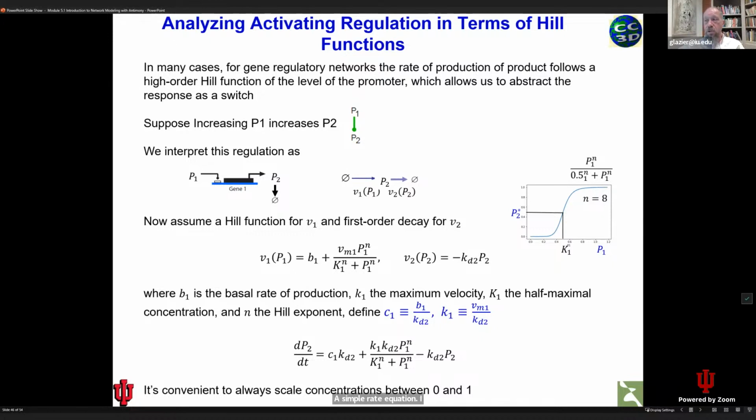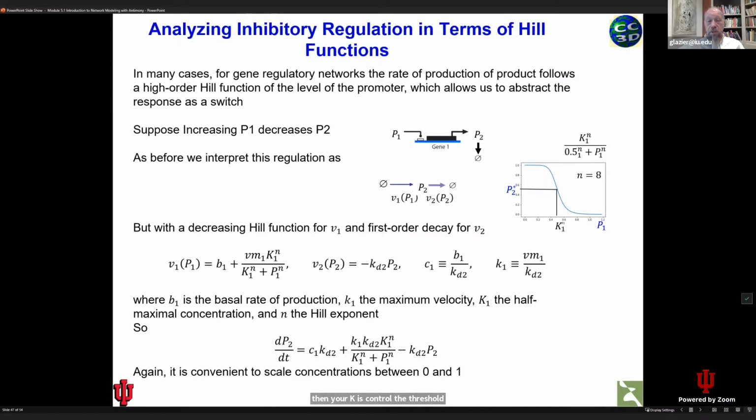Here I've done something which looks a little bit funny, and I'm only putting it in there for the people who are more mathematically sophisticated, which is that it's usually a good idea to rescale all of your parameters by the decay rate of the protein. And so I've done that here. So B1 has become C1 times KD2. Makes life much easier when you go forward. Again, if you always scale your concentrations between 0 and 1, you can connect things without worrying about it. And then your Ks control the thresholds.